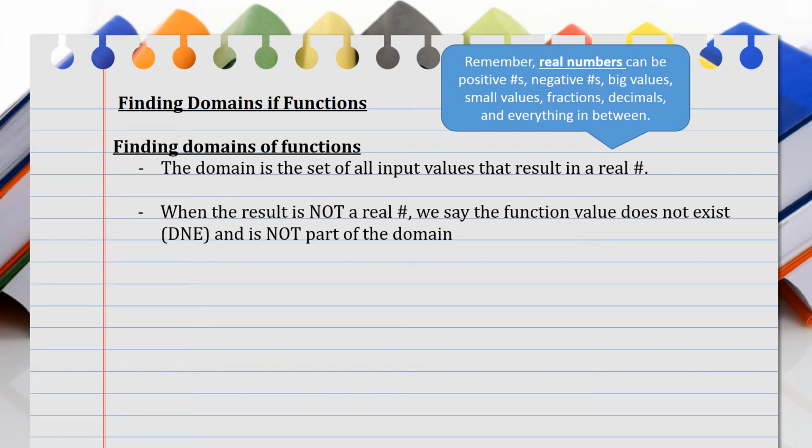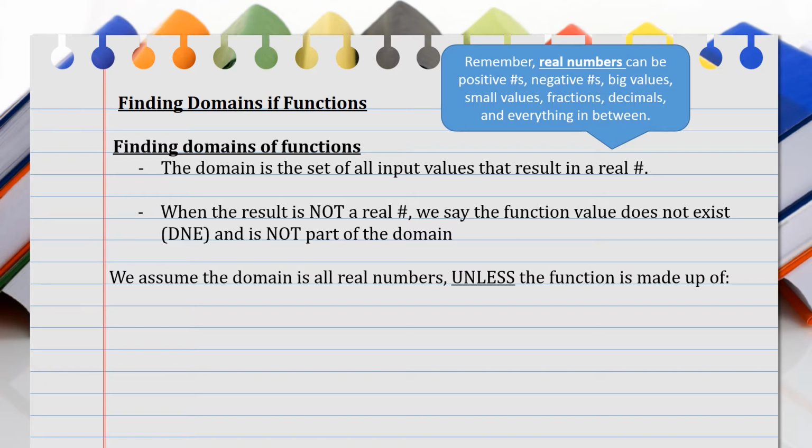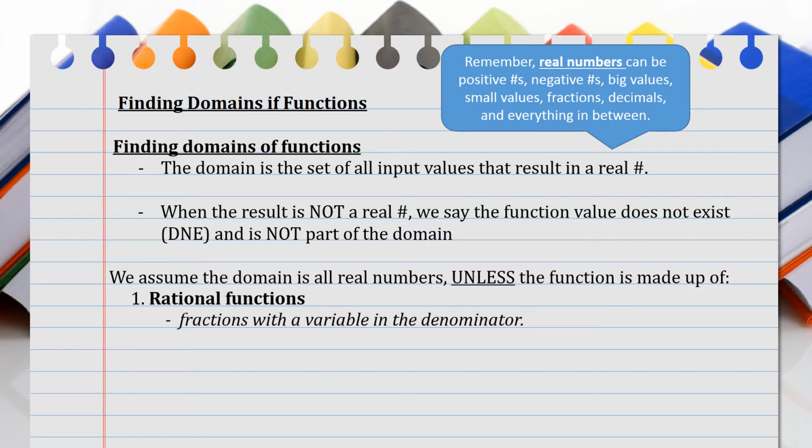Now, when the result is not a real number, we say the function value does not exist, or DNE, and is therefore not part of the domain. Now, we assume the domain is going to be all real numbers, unless the function is made up of the following. If we encounter rational functions, do you remember what rational functions are? Rational functions are basically fractions that have a variable in the denominator.